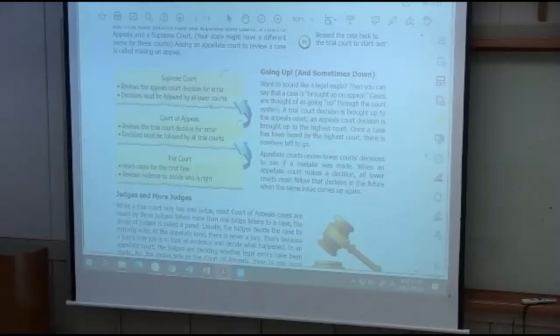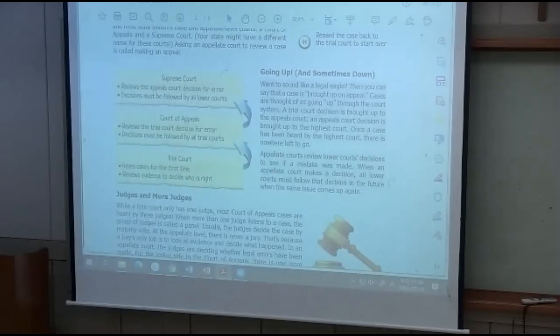So if you want to sound like a legal, then you can say that a case is brought up on appeal, an appeal. Cases are thought of as going up through the court system. A trial court decision is brought up to the appeals court. An appeals court decision is brought up to the highest court. Once a case has been heard by the highest court, there is nowhere left to go. Appellate courts review lower court decisions to see if a mistake was made.